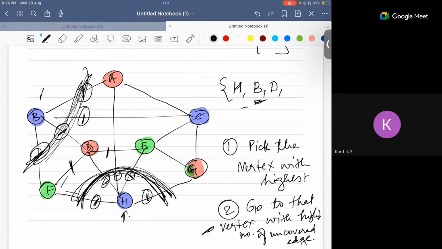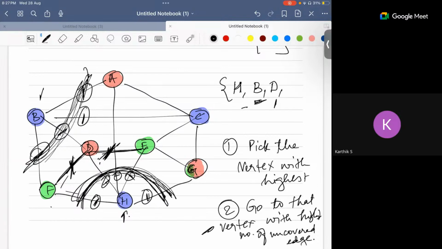So now DF is left, DE is left, and AC is left, EC is left, GC is left, and EG is also left. Now just think of the left side. To cover DF and DE, you can take F or you can take D. If you take D, DE will be covered and DF will also be covered. If you take just F, only DF will be covered. So that's why we just took D here.